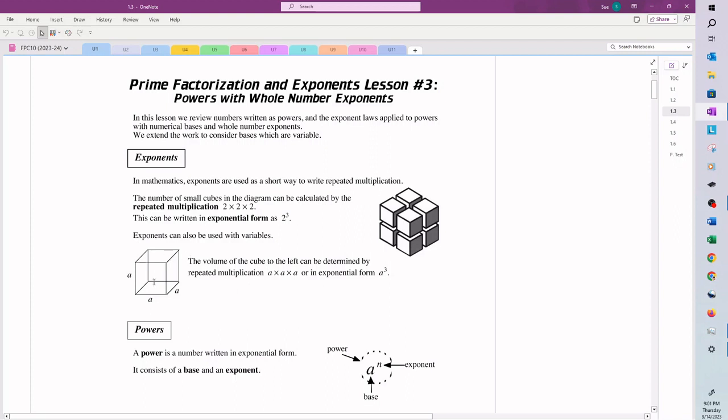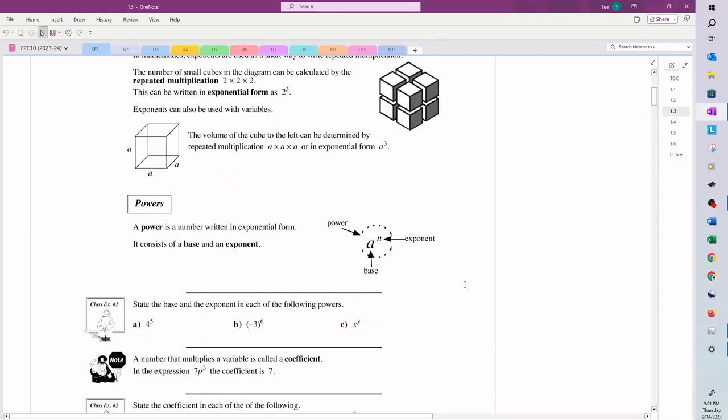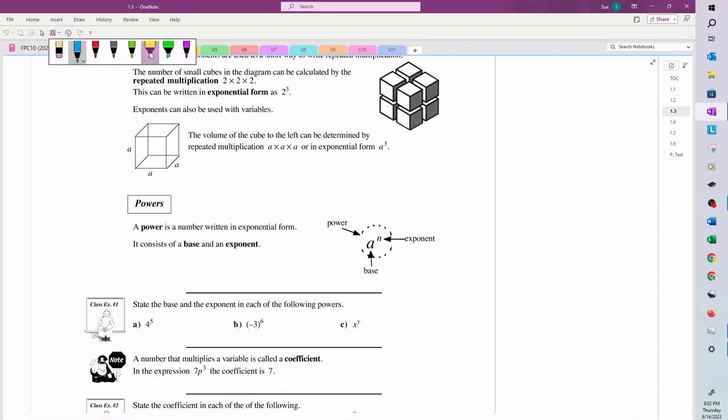So we can talk about the volume of this cube: length times width times height, which is a times a times a, and we can write it as a³, which is the exponential form that's here. A power is what we call it when we have something to an exponent. This whole thing's called a power. The base is the bottom bit. It's the number that you are writing or multiplying by itself repeatedly. That's the base. And the exponent is how many times you are doing that.